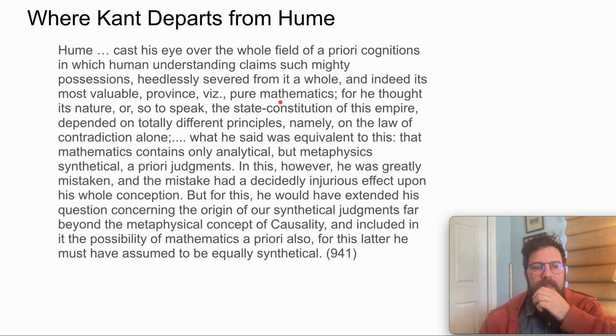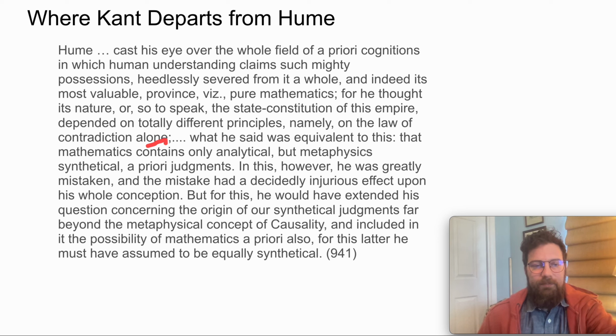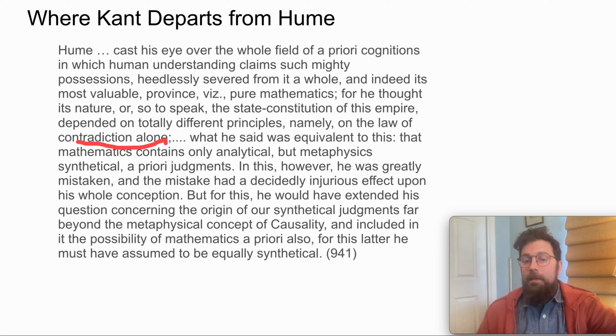Right? For he thought its nature, or so to speak, the state constitution of this empire, depended on totally different principles, namely the law of non-contradiction alone. So part of what Hume is going to be doing here is he's going to say, look, when we're thinking about the statement that 2 is less than 3, or that triangles have internal angles that add up to 180 degrees, Hume is going to say these are just conceptual truths. They're sort of in the same realm as the statement that the King of England is a king.